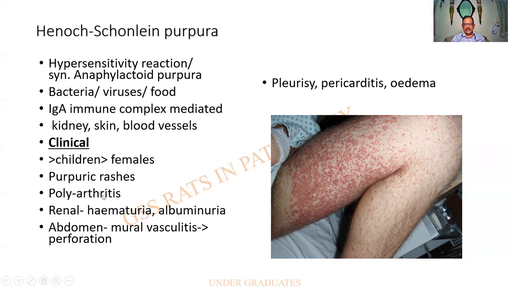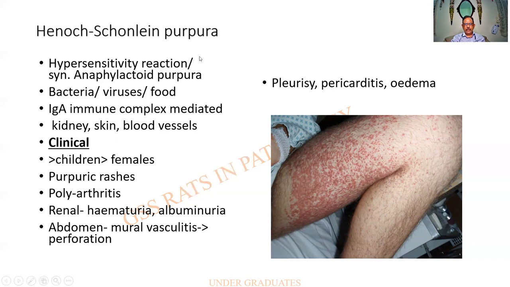Polyarthritis, there can be hemarthritis. Renal, there can be hematuria, there can be albuminuria. Abdomen, there can be mural vasculitis. Mural means large capacious chamber, wherein there is a vasculitis and it can lead to perforation. So these can be the features. You can answer this question very well if it is asked in medicine also. Along with that, there can be inflammation of the body cavities, pericarditis, pleuritis, etc., along with edema.